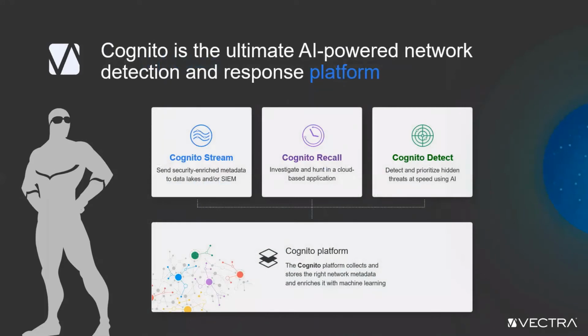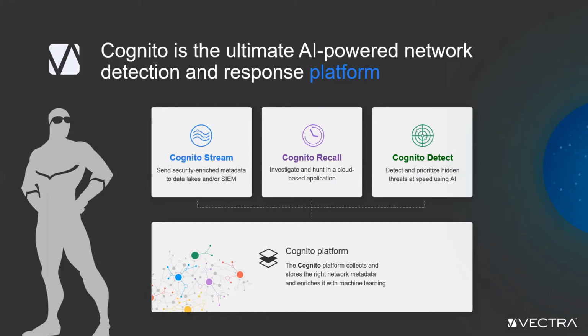So the Cognito platform is made up of 3 products. We've got Cognito Detect. That's what we're going to have a look at in detail today. This is the AI model that's trawling through the data in order to find those attackers, and it's using AI to detect things outside of the norm.